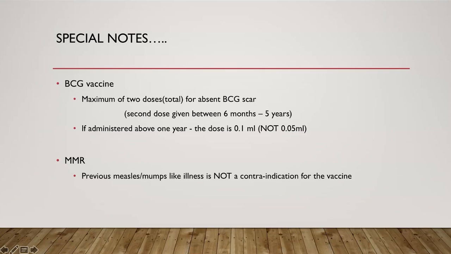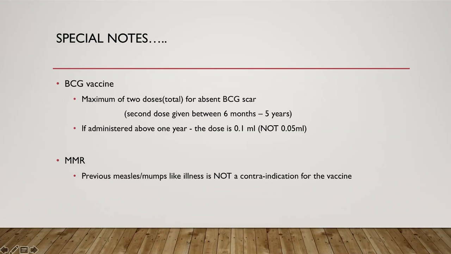If you are administering the BCG vaccine for a child above 1 year, the dose is 0.1, not 0.05. This is the dose given at birth. But if you are giving the BCG to a child more than 1 year of age, you have to double the dose.